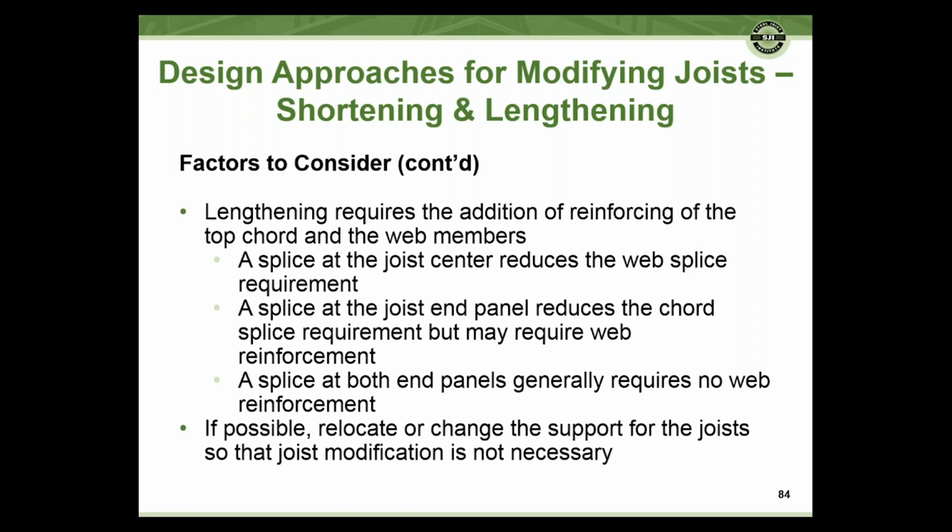If it's possible, if you can change the support conditions at all, modify that, so you don't have to modify the joist. A lot of times it's not possible to change the end conditions of the structure, but we're always asking, is it possible? What's happened? Usually, if you've got to lengthen a joist, it's because maybe the column's not in the right spot, or the wall got moved for some reason, or it's just off location a little bit, and we've got to lengthen that joist.